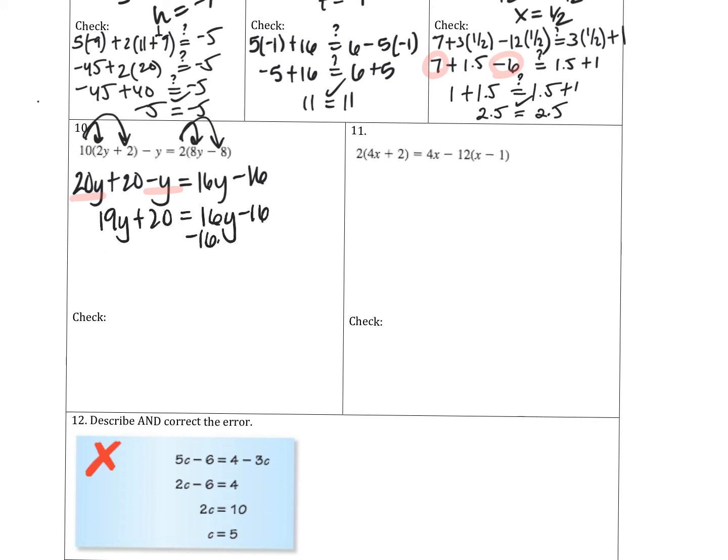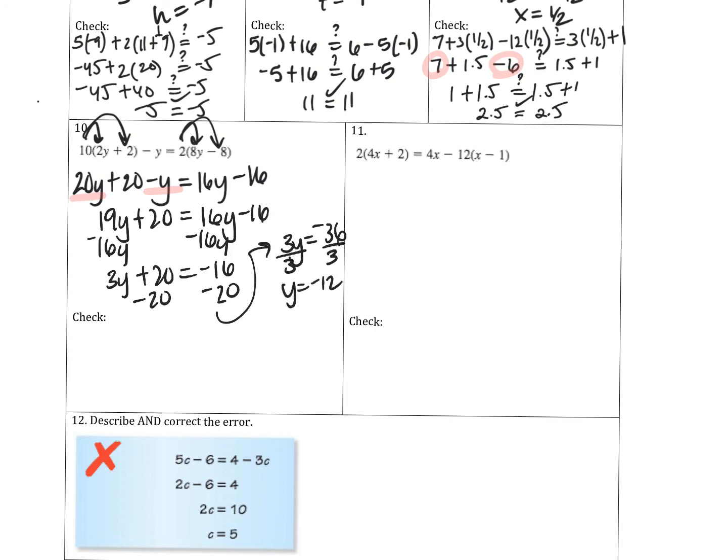All y's on one side, we'll subtract 16y over. 19 minus 16 is 3y plus 20 equals negative 16. Let's subtract 20 from both sides. Running out of room, so I'm going to come right here. 3y equals negative 36. Divide by 3 on each side, y equals negative 12.